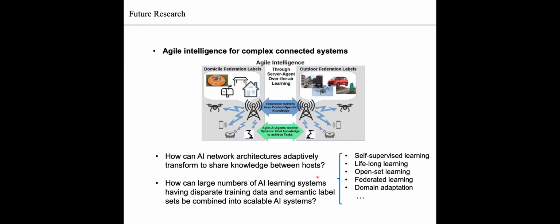And the second task will be, because we are dealing with this kind of large scale connected system, and each of them may have their disparate training data or semantic labels, right? How can we combine them together to form a core vision system that is able to adapt to different tasks or different environments? So this research requires some novel solutions from many machine learning or vision topics like self-supervised learning, lifelong learning, open set learning, federated learning, domain adaptation, etc.